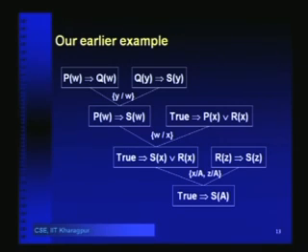So, we start with Pw implies Qw and Qy implies Sy, right. Now, here we have the substitution of y being replaced by w to give us Pw implies Sw.